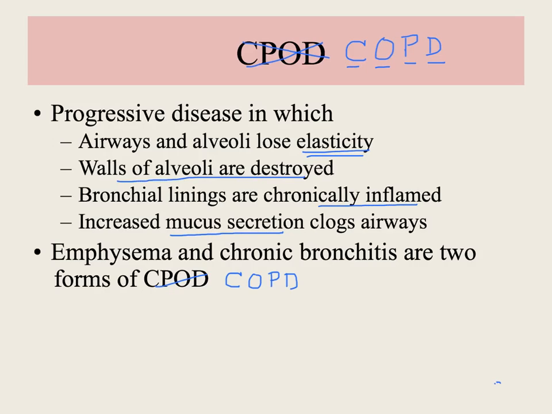So there's really two different forms of chronic obstructive pulmonary disorder, and it's rare that somebody only has one version or the other. But we have emphysema and chronic bronchitis as these two ways that things will go wrong. So these first two symptoms are related to emphysema, and the last two are related more directly to chronic bronchitis.